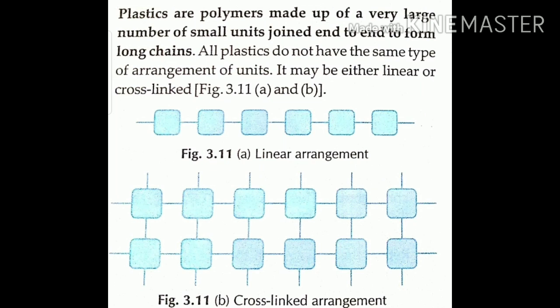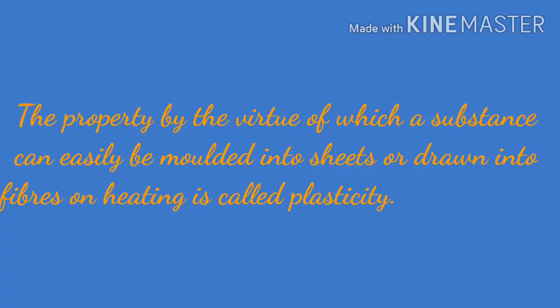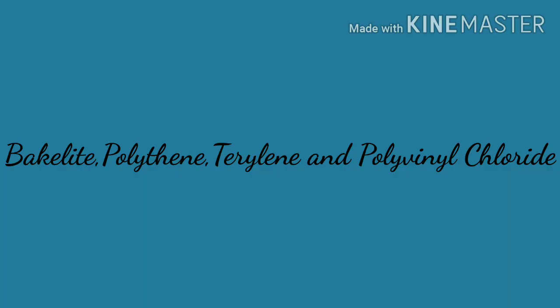Plastics can be colored and melted easily. They become soft on heating, then are molded into any desired shape, and then again hardened to make a durable article. This property, by virtue of which a substance can easily be molded into sheets or drawn into fibers on heating, is called plasticity. Some common plastics are bakelite, polythene, terylene, and polyvinyl chloride. Polyvinyl chloride is also called PVC.